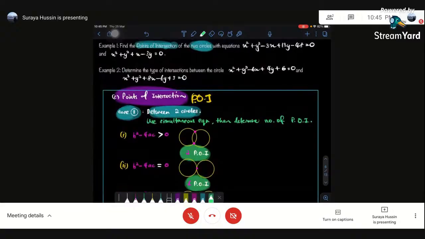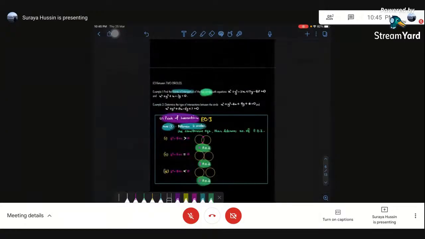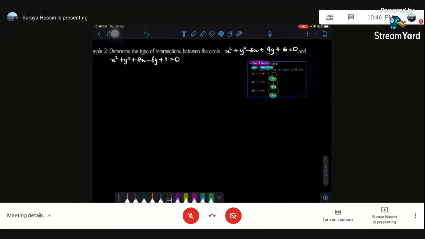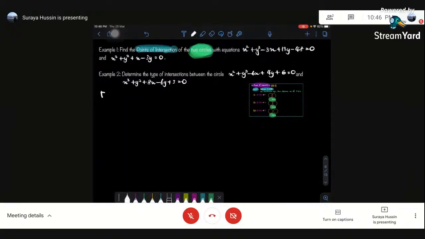So let's try example 1. Example 1, we are trying to figure out whether these 2 circles have 2 POI, 1 POI, or no POI at all. So the way to do it is, I'm going to make this small so that I have spaces. Okay, so now let's do example 1.